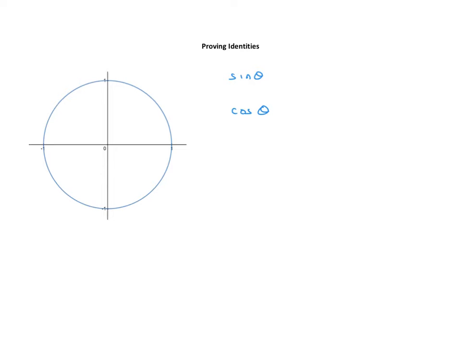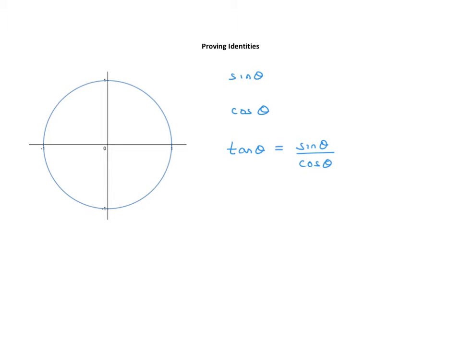And after this, we can define tangent. So here it's worth going over, well, what is tangent of theta? If you know sine and cosine, tangent is defined from these two things. It is the ratio of sine to cosine. So basically, you divide those two things, and that's what we call tangent.